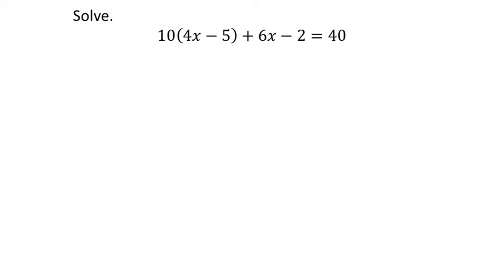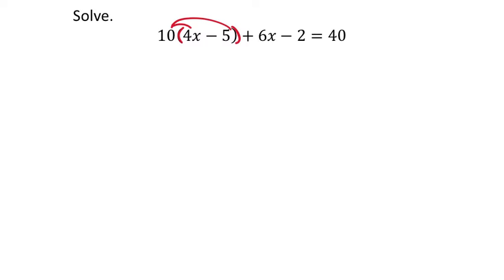So for this one, we now see some distribution. We also see some other stuff with the distribution. So here's a mistake we don't want you to make. So we are going to distribute the 10 to the 4x and the negative 5. We do not want you to distribute to the 6x because distribution is multiplication, and we do not distribute where there is a plus sign between this term and the next term. So don't just distribute everywhere. It only goes into the parentheses.